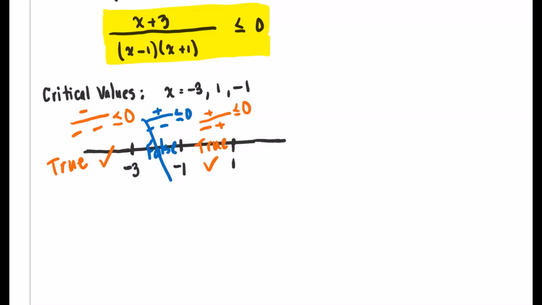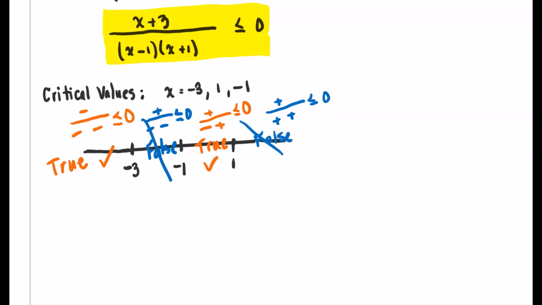And then my next one, I'm going to, in my mind, use +2. So then I would get a positive divided by a positive. Is that less than or equal to 0? Is a positive divided by a positive less than or equal to 0? And that's false. And so this region is a fail.